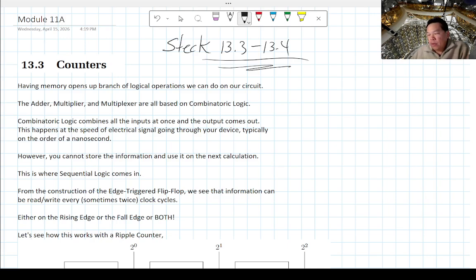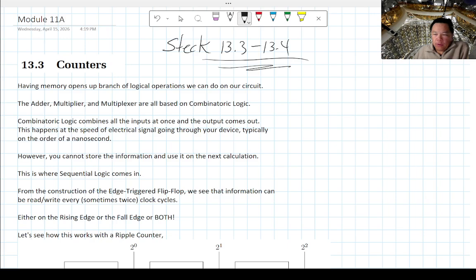So counters, what are counters? It counts, right? So the name. So if you have a device on your breadboard or your computer or whatever, in your electronics in general, it can count up 1, 2, 3, 4, 5. And you might think, wait, so what is that useful for?